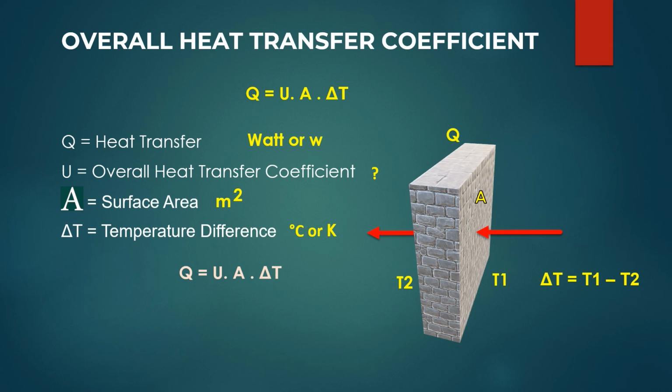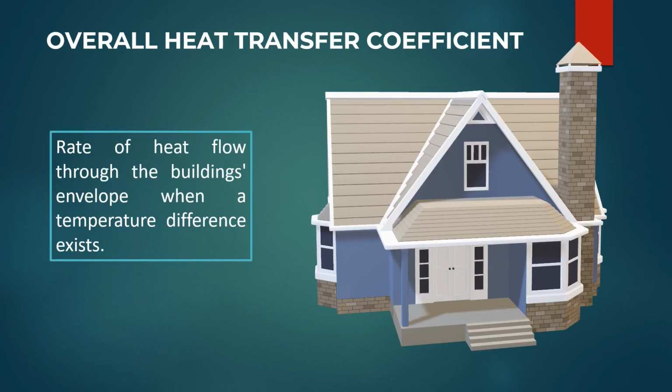If we put all the units here, W equal to U, and the area unit is meter square, delta T unit is K. So we can write U equal to W per meter squared K. So we understand that overall heat transfer coefficient means the rate of heat flow through the building envelope. If you see this building, it has wall, roof, window, doors, and shades. So there are so many envelopes through which heat will be transferred.